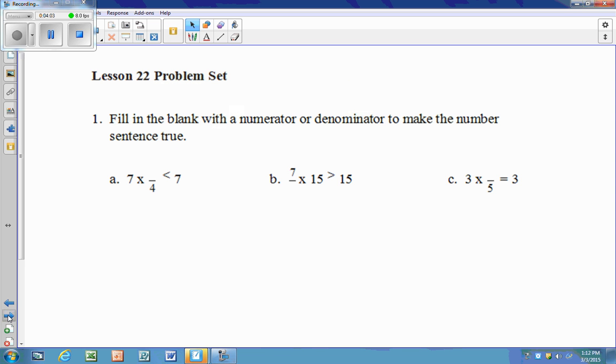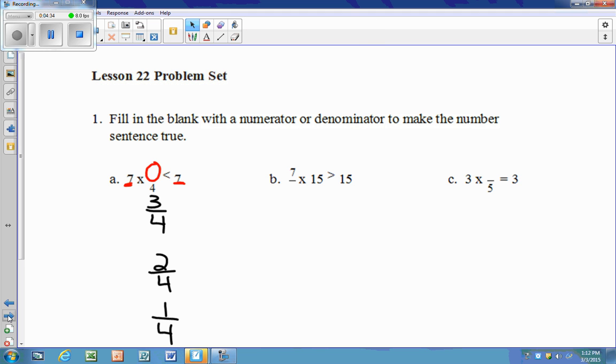And here are a couple of examples from the problem set, so that will help you with your homework. So they want me to figure out the missing numbers, so I have to figure out what goes here. If I am going to take 7 and I end up with an answer that is less than 7, then my fraction has to be less than a whole. To make it less than a whole, it has to be less than 4/4. So my answer could have been 3/4. It could be 2/4. It could be 1/4. They're all less than 4/4.